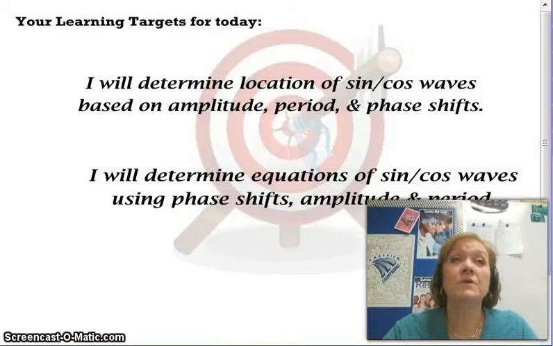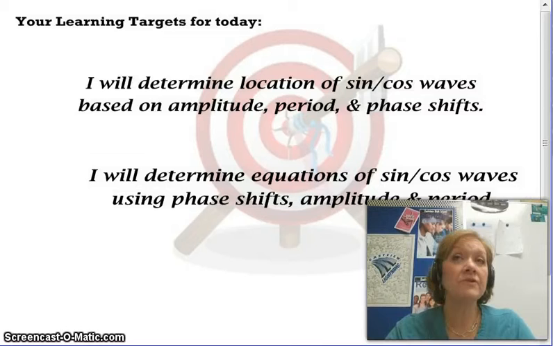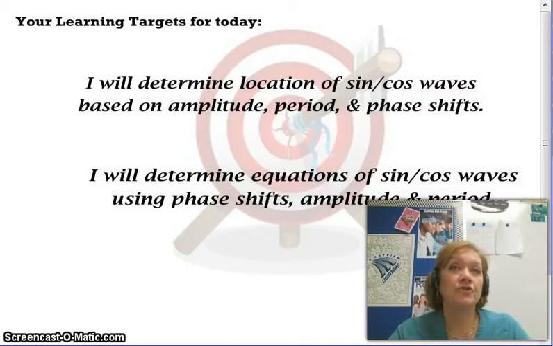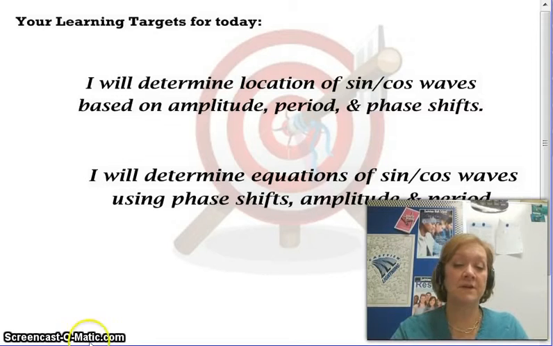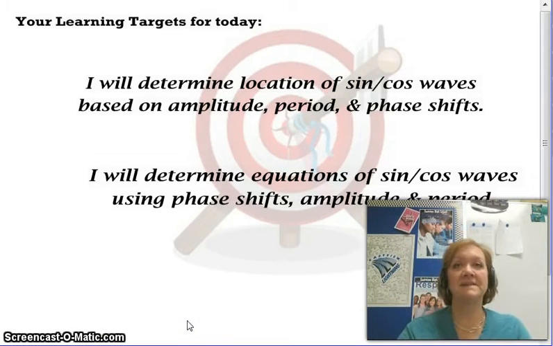Hi Pi. So today we're going to talk about taking our sine waves and cosine waves and not only using amplitude and period to draw the picture, but now we're going to take those and move them around from the x-axis, from the origin, moving them up and down, left and right. That's called shifting horizontally and vertically. Let's get started. I hope you have your notes sheet available and you're ready to write some things down.